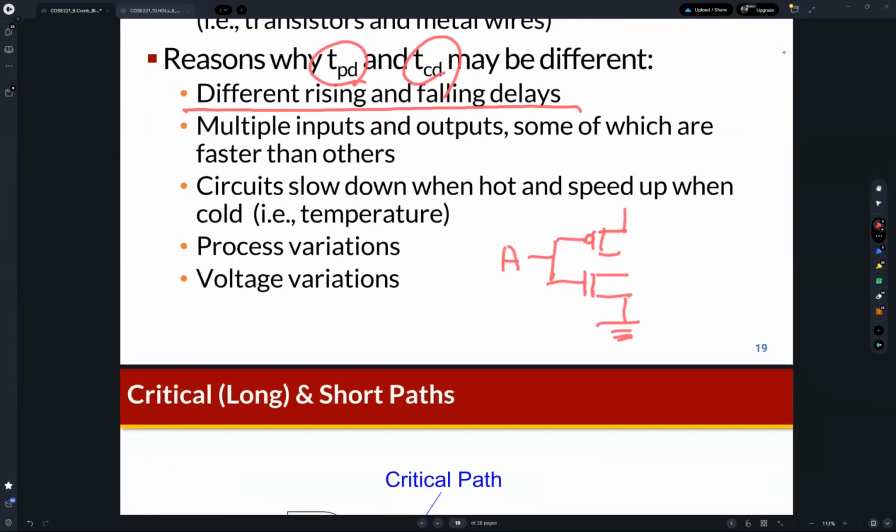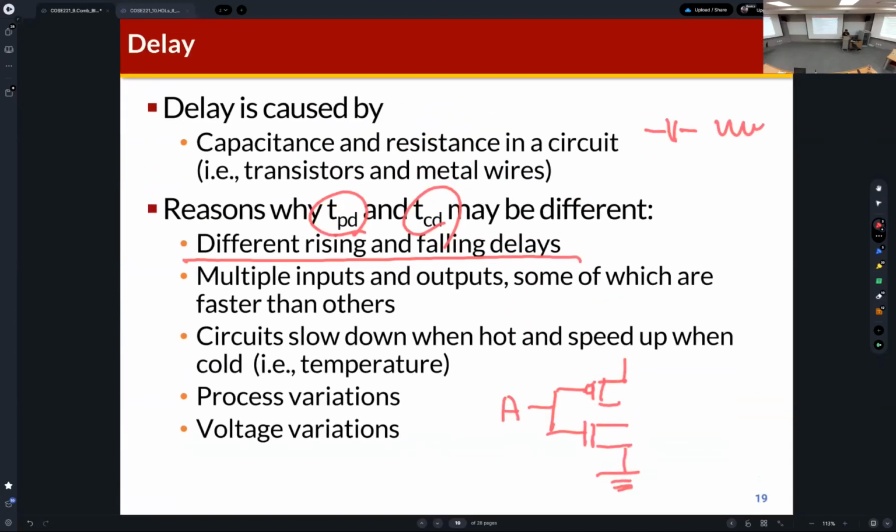Two different transistors. Like here, this is the output, right? And then actually there is a capacitor here. This is the parasitic capacitor, a pure capacitor. By using this capacitor, the value of Y is determined.